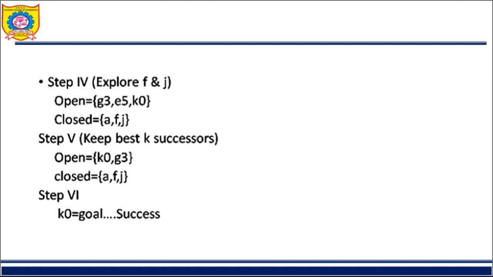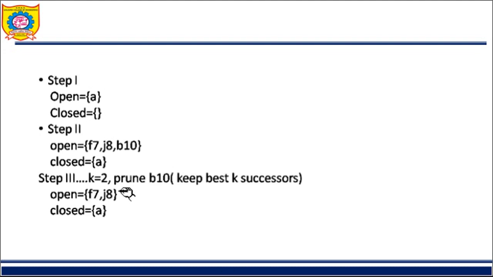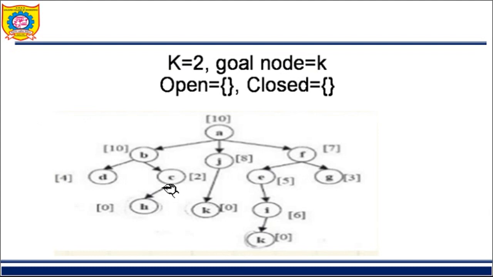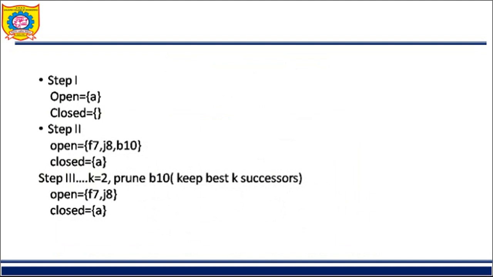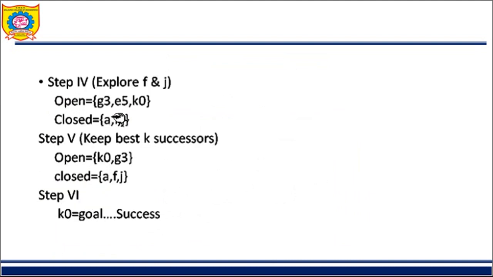Now what is the best choice from this? F7. So go back to the tree, explore F7. Where is F? Explore it. What are the children of F? E and G. Put them in sorted order: G3, E5. Where will I put them? I'll put G3 and E5 in the open list. And my closed list has the other node I have put in the closed list.